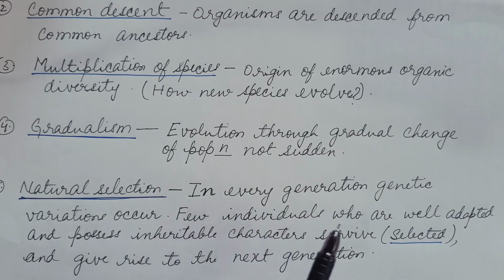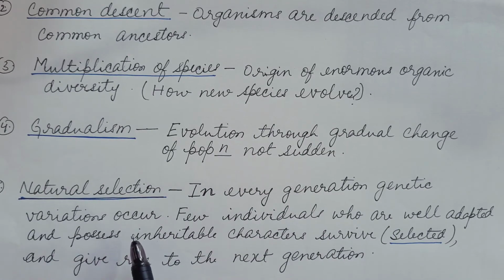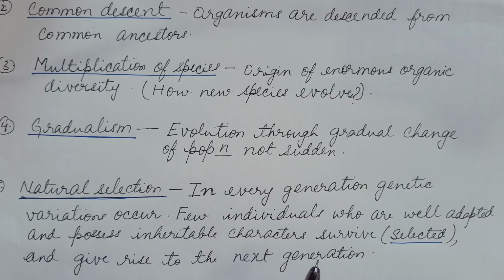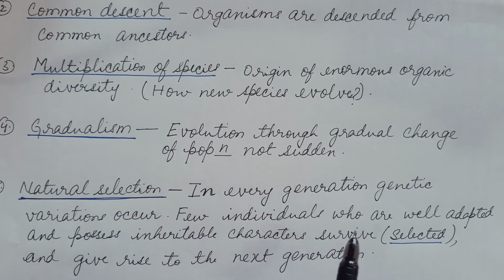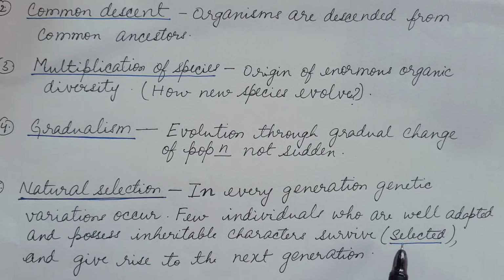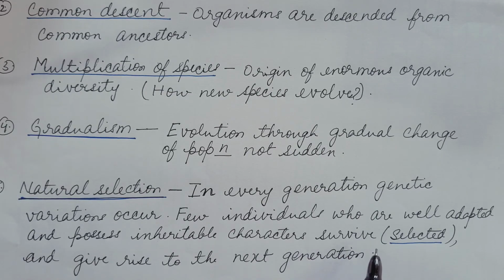Natural selection. In every generation, genetic variations occur, because we have seen that no two individuals of any population are the same, but they vary from each other. Few individuals are well adapted and possess inheritable characters, and these survive. So if the variation is beneficial, they can survive, and if these characters are heritable, then they are transmitted to the next generation. So if the characters are beneficial, these individuals survive, or are selected. This is known as survival of the fittest, and they give rise to the next generation.